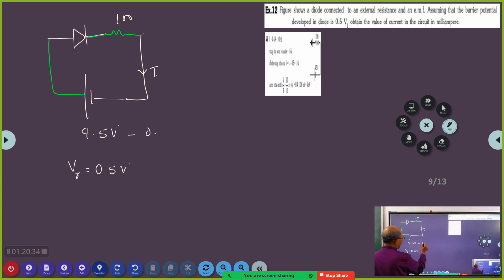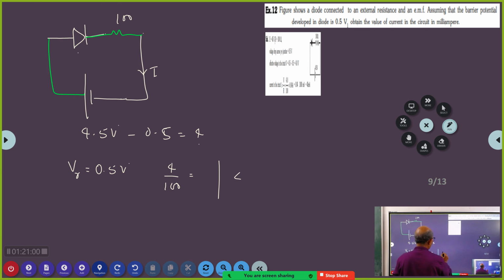4.5 volts minus 0.5 volts is 4 volts. So 4 volts divided by 100 gives you the current. They are asking it in milliamperes. So the current is 0.04 amperes, that is 40 milliamperes. Multiply and divide by 10, you get 40 milliamperes.